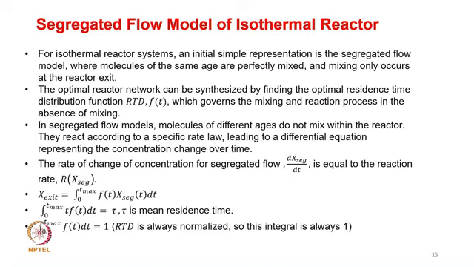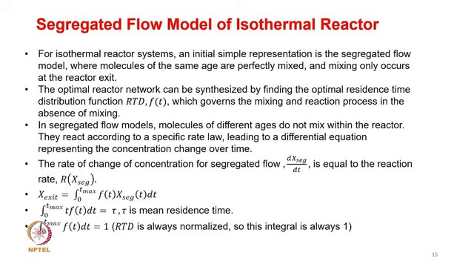Now we will show a small example of how to formulate such an optimization for a segregated flow isothermal reactor. So, what is a segregated model of an isothermal reactor? For an isothermal reactor system, the initial representation is a segregated flow model, where molecules of the same age are mixed, and mixing of different ages only occurs at the reactor exit. The optimal network can be synthesized by the optimal residence time distribution function, which is f of t, which governs the mixing and the reaction process.